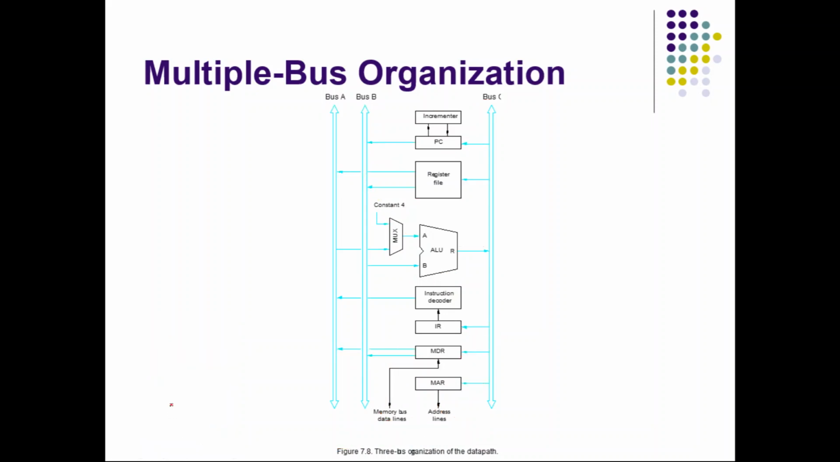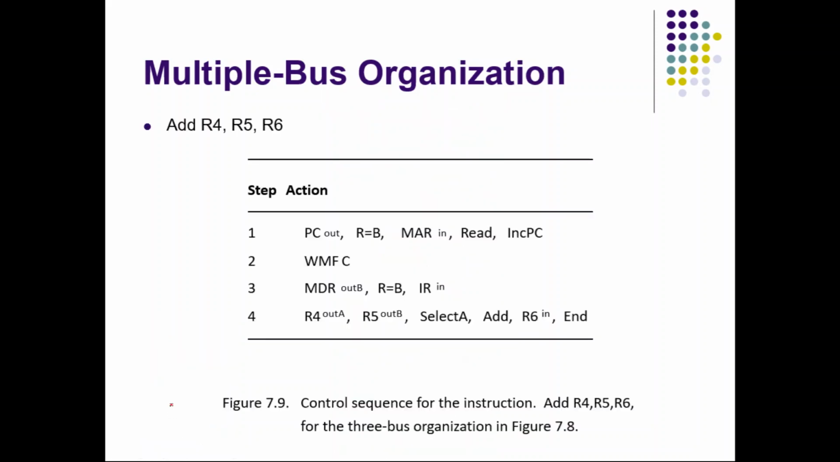Let us see how, with multiple bus organization, a particular instruction works. Here there is an instruction: add R4, R5, R6. We are adding the content of register 4 with register 5, and the result is stored in register 6. As we have 3 buses, this can be done in just 4 steps. Let us see how it happens.